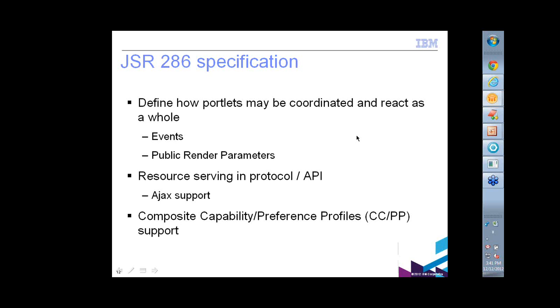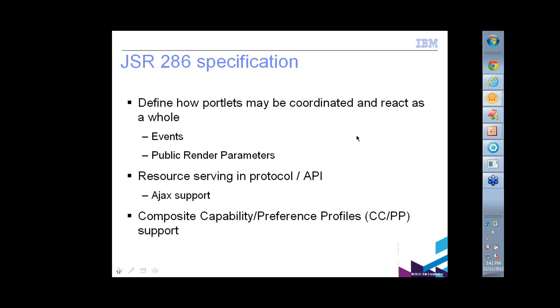It brought about significant coordination features to eventing and public render parameters. There's one more huge concept that was introduced in JSR 286, AJAX. Most of us know AJAX. You require a URL in AJAX, so you can hit that URL and get a partial response. Now, portal encodes all URLs.